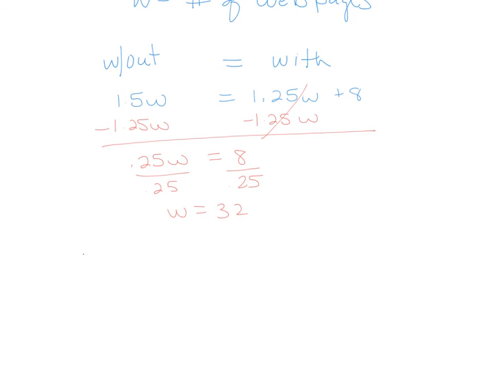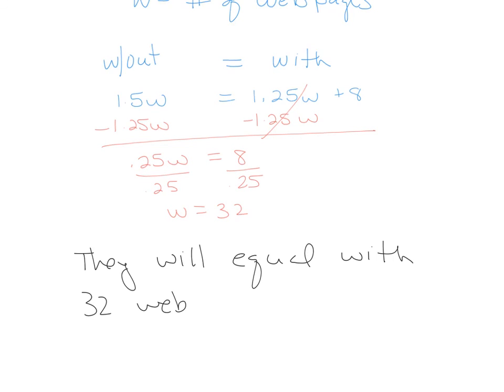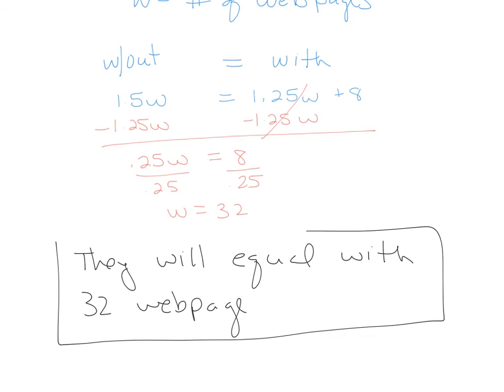So they will be equal with 32. Oh, that said 22. Let's put 32. 32 web pages. If we're going to do less than 32, it's probably not a good idea to get the software. But if you're going to do a lot of web pages, then I would say go ahead and get that software. So they'll be equal when they have 32 web pages.